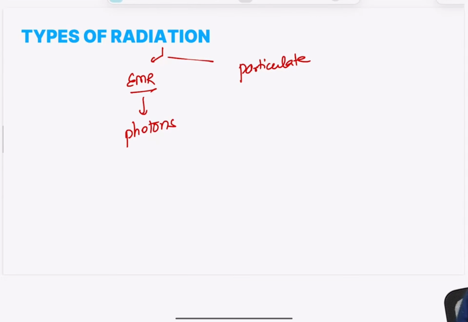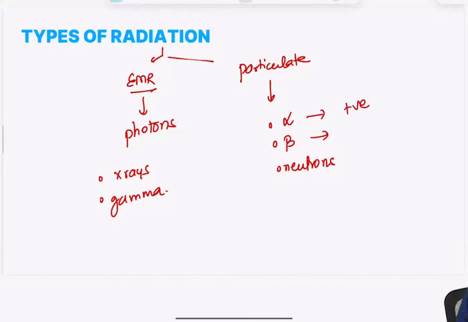The examples of such electromagnetic radiation are X-rays and gamma rays. Coming to particulate radiation, particulate radiation is alpha particles, beta particles, neutrons. Alpha particles, the nucleus of helium, are positively charged; beta particles, like electrons, are negatively charged. X-rays and gamma rays, the electromagnetic radiation, have no charge.